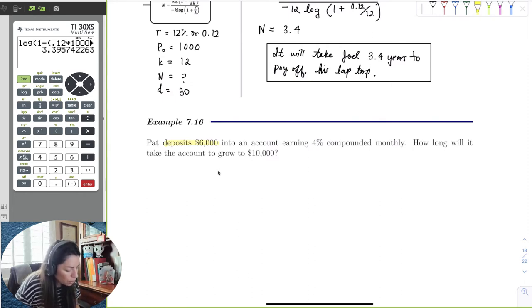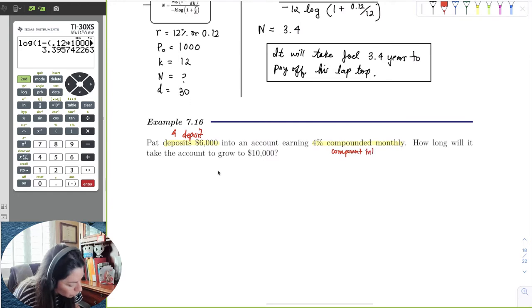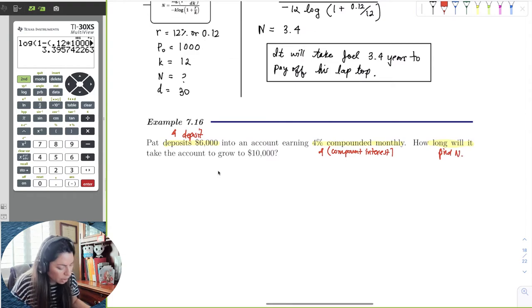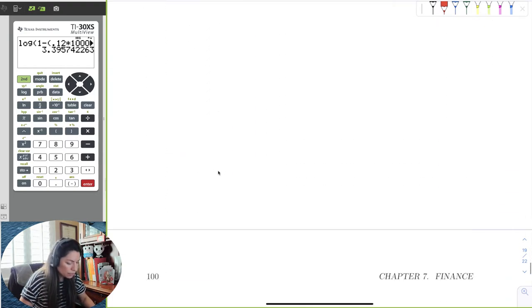So I know that it's compounded monthly. So this is the red flag, right? That I know it's a deposit, but then I ask, is it one deposit or many deposits? And I can see that now this is going to be compound interest, which is one deposit that grows over time. And then we know how long. So we know we're supposed to find N. So let's go ahead and go down there to our flowchart.